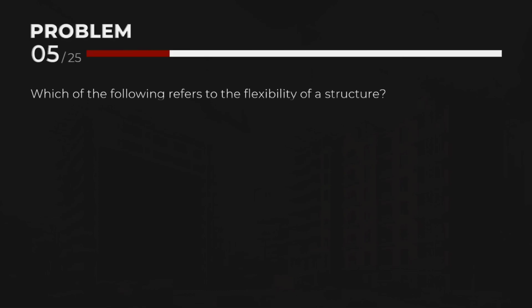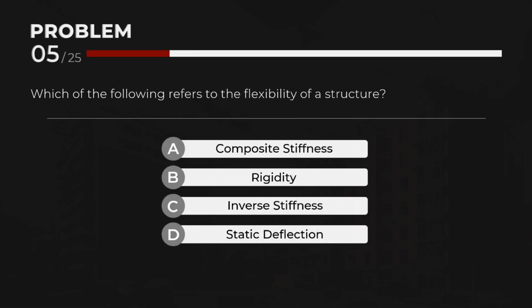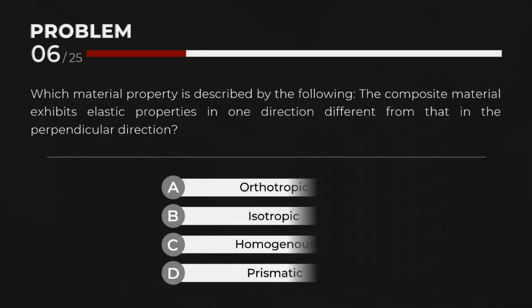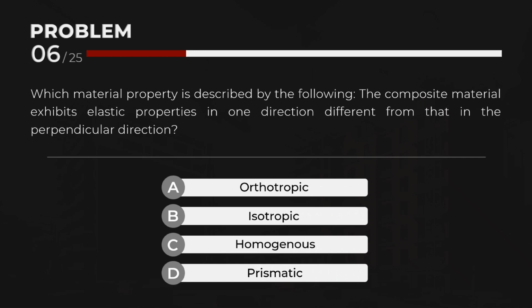Which of the following refers to the flexibility of a structure? C. Inverse stiffness. Which material property is described by the following? The composite material exhibits elastic properties in one direction, different from that in the perpendicular direction. A. Orthotropic.